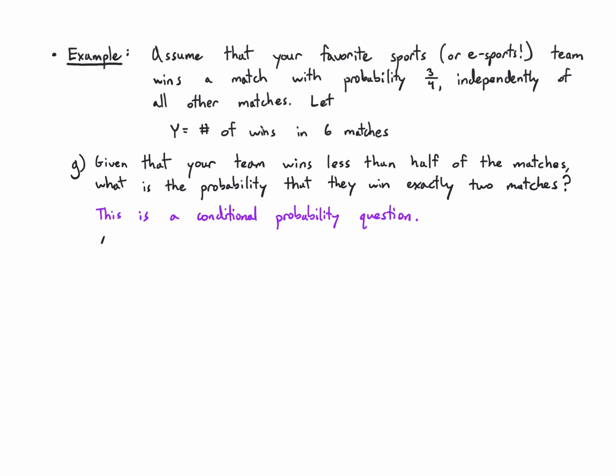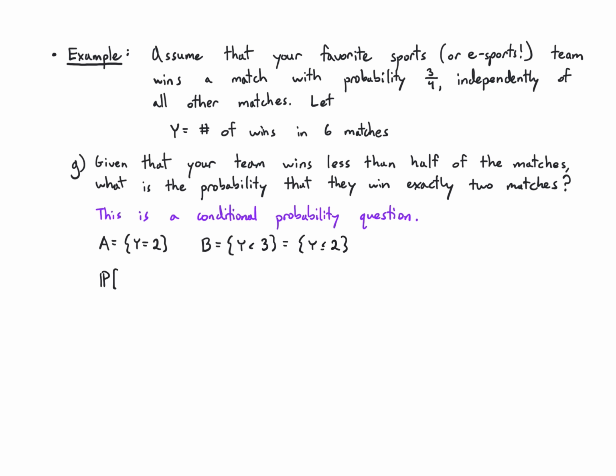The event we're interested in, exactly 2 matches, is the event A, which is that y equals 2. What we know is that y is less than 3. That's going to be our event B. It's the same as saying y is less than or equal to 2. The reason for that is that for the binomial, you can only take values 0 up to n. We just take those integer values 0 up to n. So less than 3 is the same as less than or equal to 2 in this case.